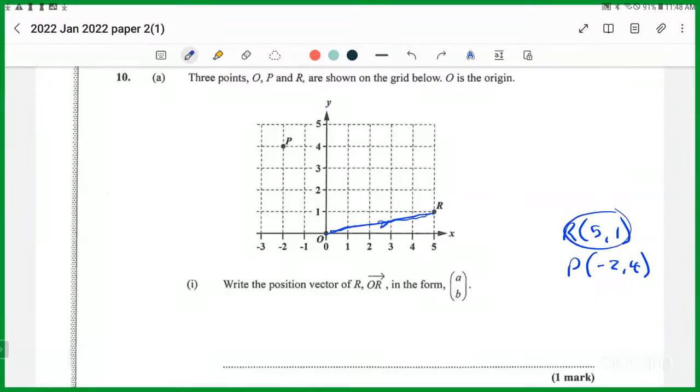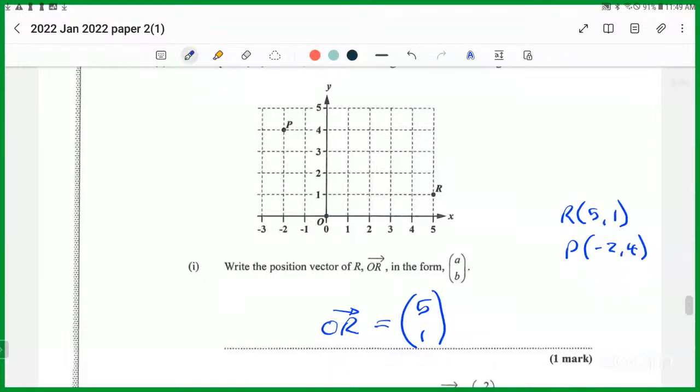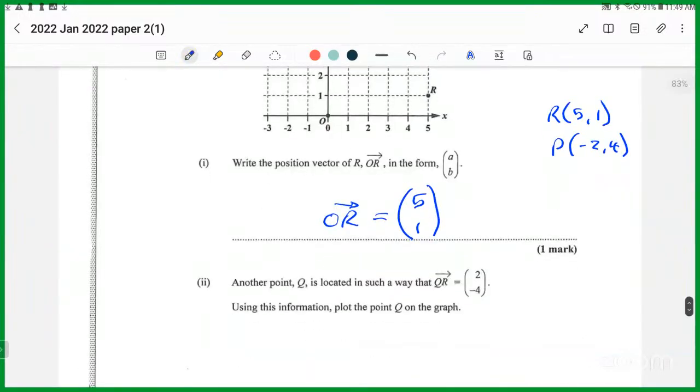Having these two components. So it's 5 to the right and 1 up. And see that they want it in that form. So you can write OR. No calculation in this. Just write it. You don't need to calculate anything. It is 5, 1. Simple as that. 5 to the right and 1 up takes it from O to R. And we also know OP. If they didn't ask for OP, you can write over here on the side: OP would have the same values as the coordinates.